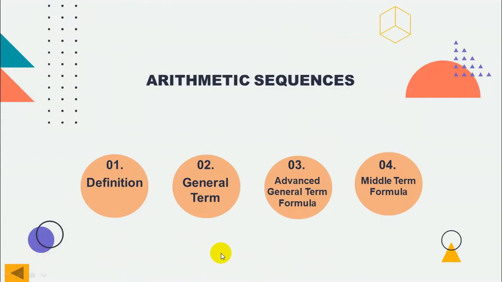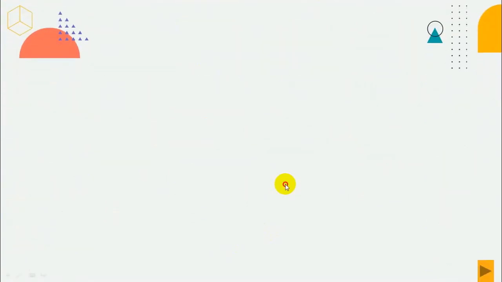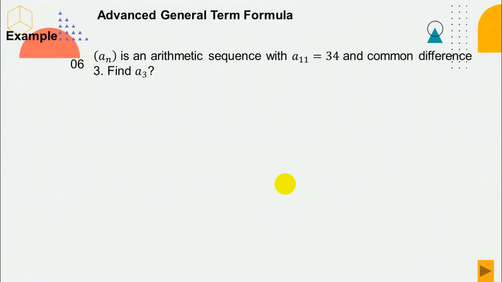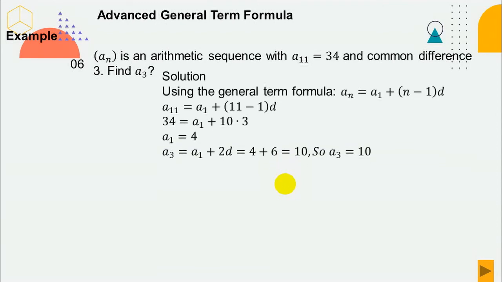So from here, we already learned about the definition and the general term. Number 3 is the advanced general term formula. In the advanced general term formula, aₙ is an arithmetic sequence with the 11th term 34 and common difference 3. You need to find the third term. You can use the previous general term, or you can use the advanced general term. But now we will try to answer using the general term.